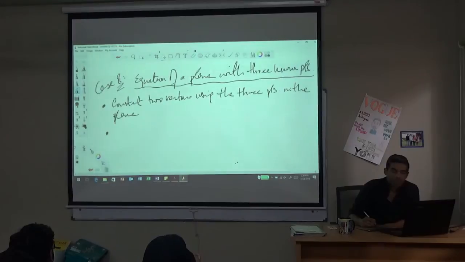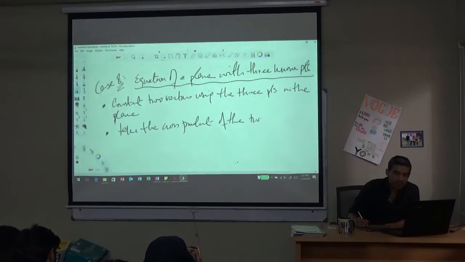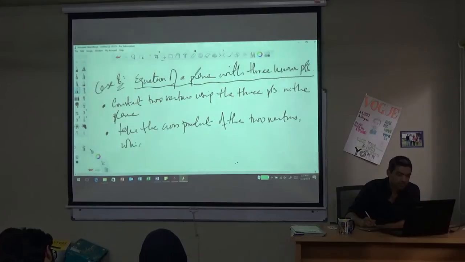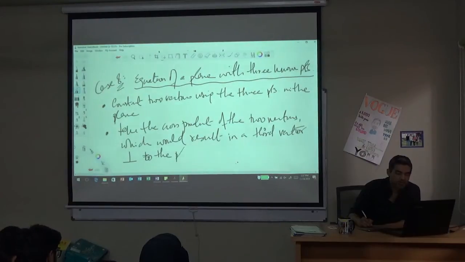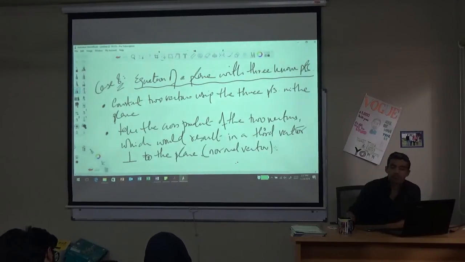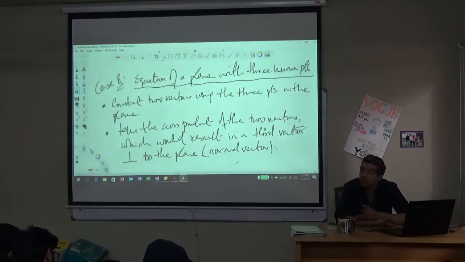Then take the cross product of the 2 vectors, which would result in a third vector perpendicular to the plane. In brackets I am writing normal vector. And because the third vector is going to be perpendicular to the plane, it's going to be the normal vector for it.